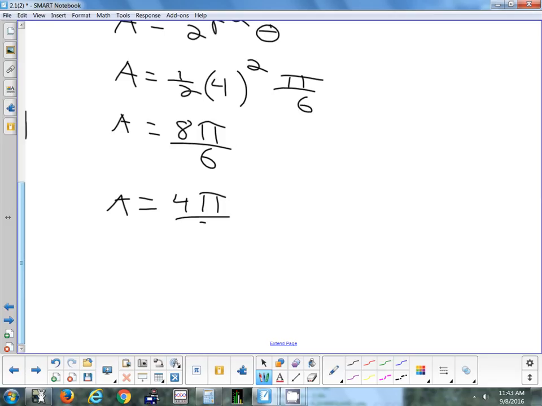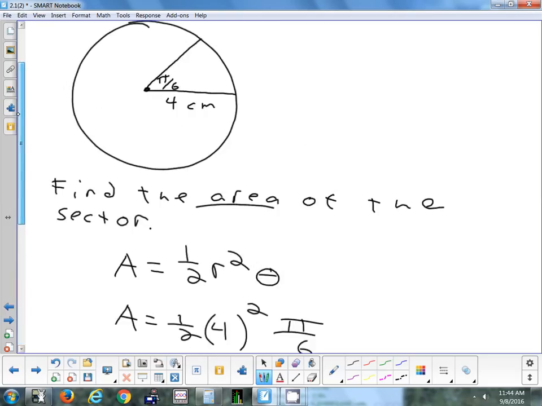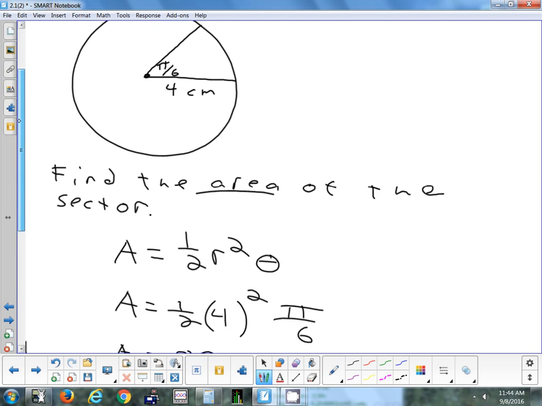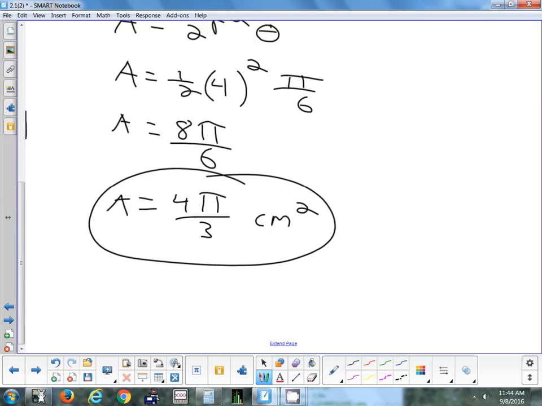Or 4 pi over 3. Now that's equal to A. Is that an area, is that a radius, or an angle? A stands for area. So how should I label my area? What unit should I use? Centimeters squared. Right. Remember, area is two-dimensional, so it should be square centimeters.